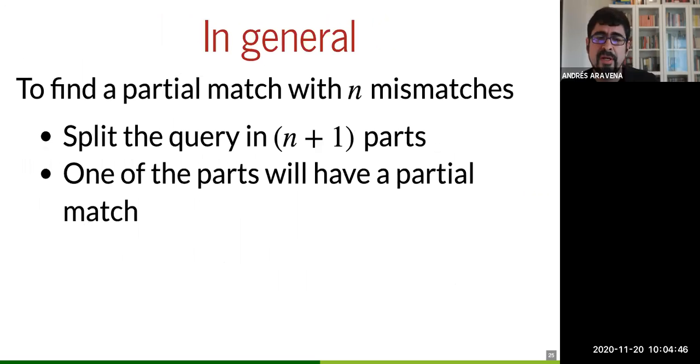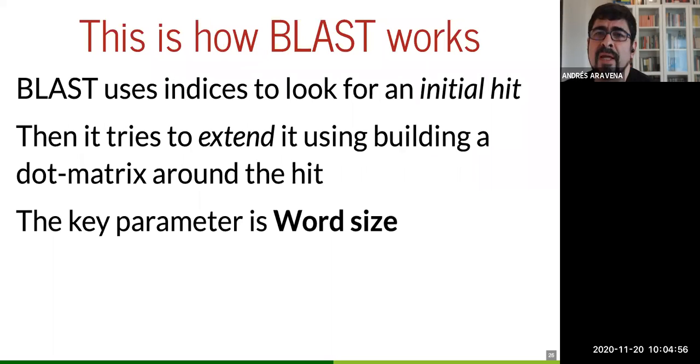Okay, so in general, if you want to look with n mismatches, you can split into n plus 1 parts, and one of the parts will have a perfect match. And why is this important? Because this is how BLAST works. This is the trick of BLAST. BLAST uses an index to find the initial hit. So BLAST is not making the matrix first. It's first using an index to find one perfect match and then makes the matrix around that match. Okay, that is the basic idea.